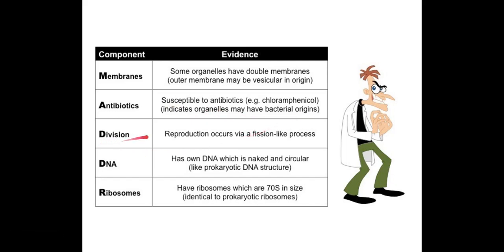D is for division. Reproduction occurs via a fission-like process, similar to prokaryotic cells. The other D is for DNA. Mitochondria and chloroplasts have their own DNA, which is naked and circular, like prokaryotic DNA structure. And then finally, the R is ribosomes. Mitochondria and chloroplasts have their own ribosomes, which are 70S in size, which is identical to prokaryotic ribosomes.